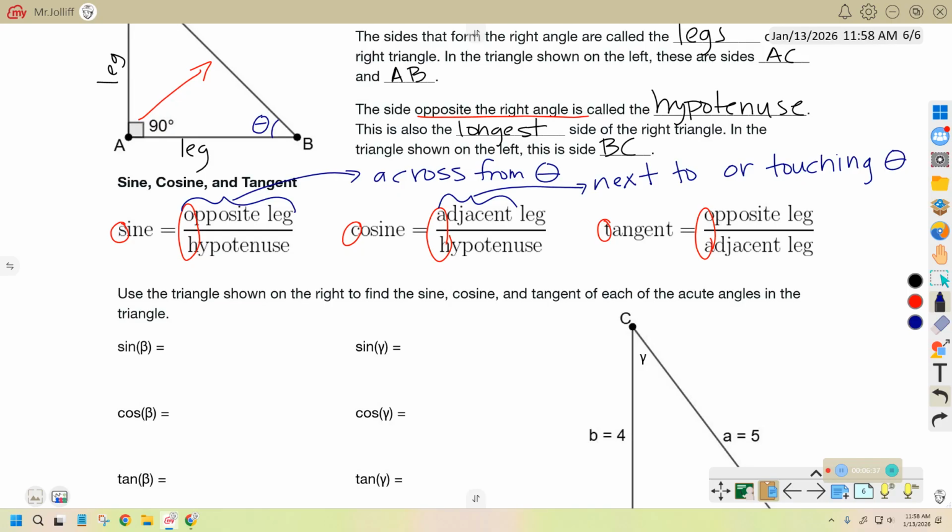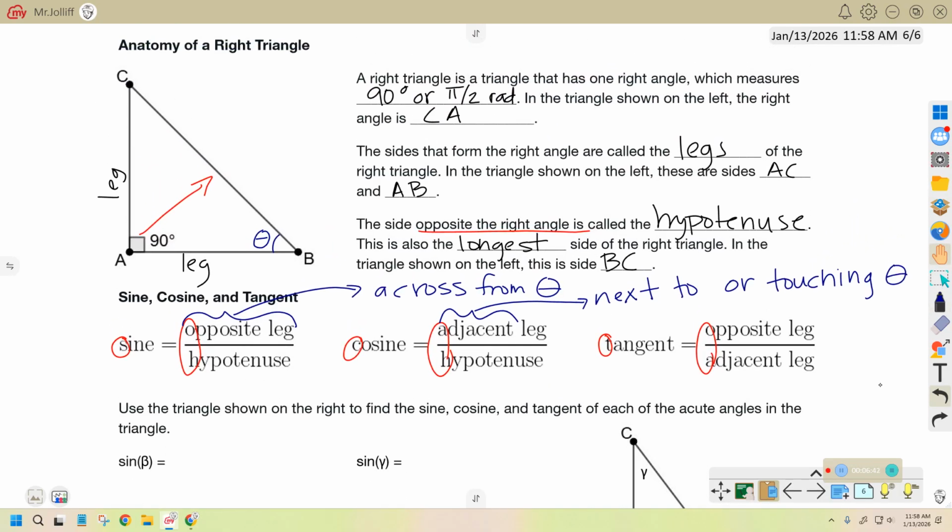I'm going to go back up to our picture here. We know where our hypotenuse is. But given this angle down here, angle B, which side is opposite and which side is adjacent?